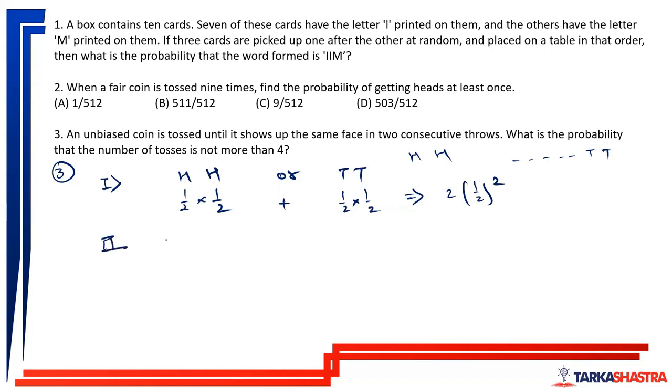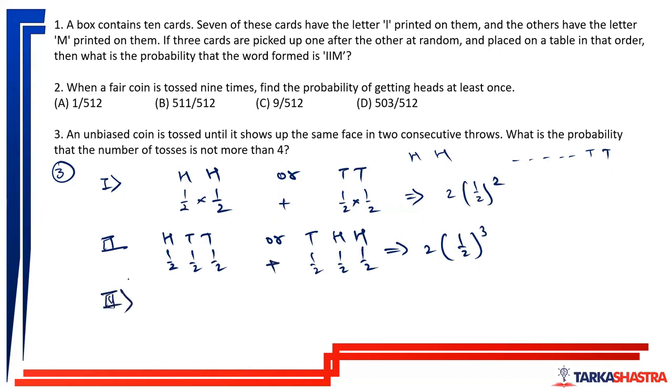The second case can be heads, tails, tails, or tails, heads, heads. The first throw is heads and then the next 2 consecutive throws are tails. Then also we'll stop the game. Yes or no? Now the heads probability is 1 by 2, tails is 1 by 2, tails is 1 by 2. This is 1 by 2, this is 1 by 2, this is 1 by 2, which is 2 into 1 by 2's cube.